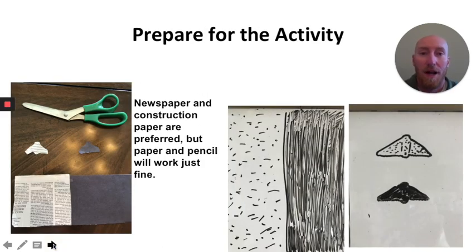So before we start our actual lesson, we are going to prepare for the activity with making these. Now, if you have newspaper and construction paper at home, that's preferred. But I know a lot of people don't get newspapers anymore. So what I have here, if you see, is drawn on a piece of paper some dots and dashes, and then on the other side I just scribbled it in and made it black.